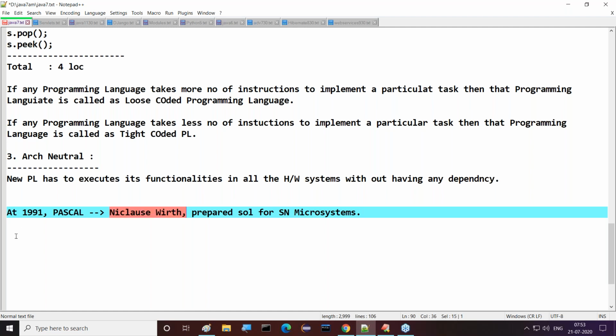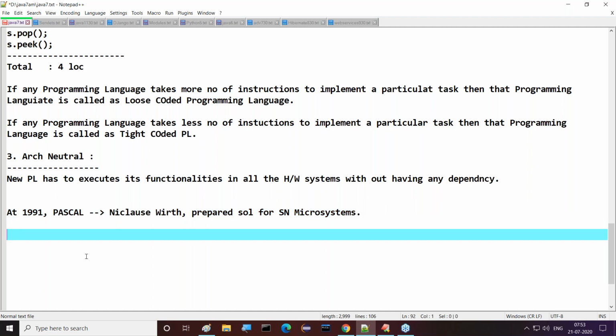Sun Microsystems did not accept that requirement, did not accept that R&D work. Sun Microsystems rejected that solution from Nicholas Wirth. Why, sir? Why did Sun Microsystems reject that Nicholas Wirth implementation? What is the answer for that?